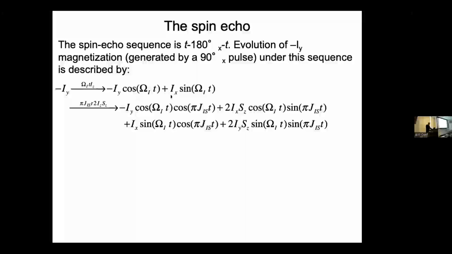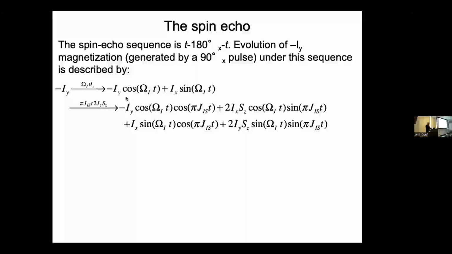So the J-coupling: I evolved the chemical shift. And again, in the weak coupling limit, it doesn't matter whether I do shift first or coupling first, because those two terms commute with each other. So I chose to do chemical shift first. And now I have the coupling between the two. So here's the Hamiltonian. Pi J t is the rotation angle. 2 IZSZ is the operator for the Hamiltonian.